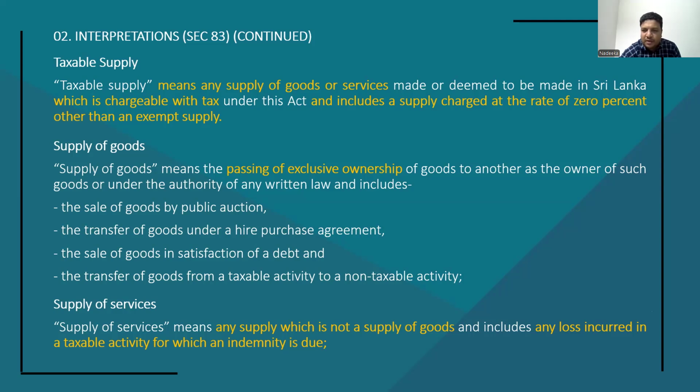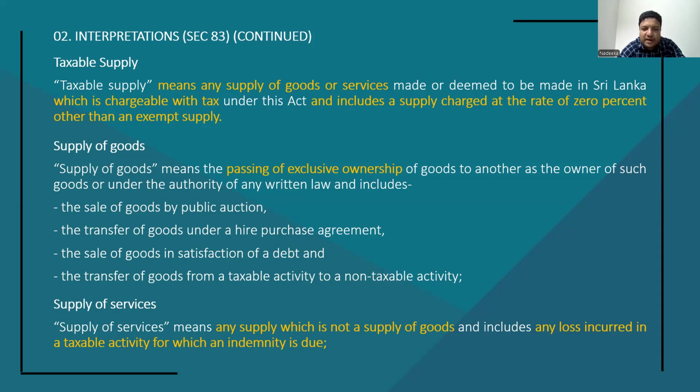Sale of goods by public auction. As an example, you take a loan, mortgaging a property, and you don't pay the loan, you default, and the bank, to recover the loan, sells your property in a public auction. You are not selling the property, the bank is selling the property on behalf of you, right? So that is also, as per the definition for supply of goods, that falls under supply of goods. That is also liable, basically.